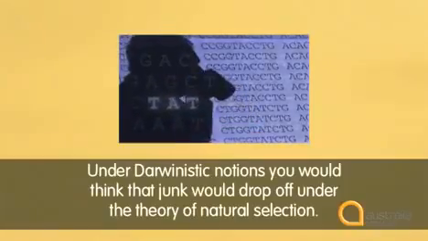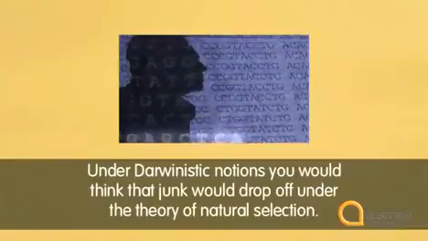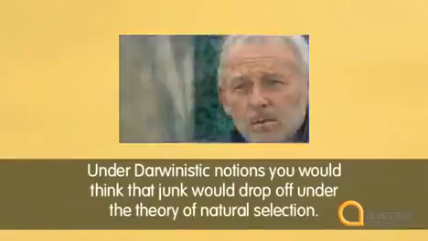Finally for today, let's have a look at how you can form adjectives from people's names. Under Darwinistic notions, you would think that junk would drop off under the theory of natural selection. He says under Darwinistic notions. Darwinistic here is an adjective, but it's got a capital letter. Do you know why? Well, that's because it comes from the name Darwin, referring to Charles Darwin, who developed the theory of natural selection. But it's got two suffixes, ist and ic.